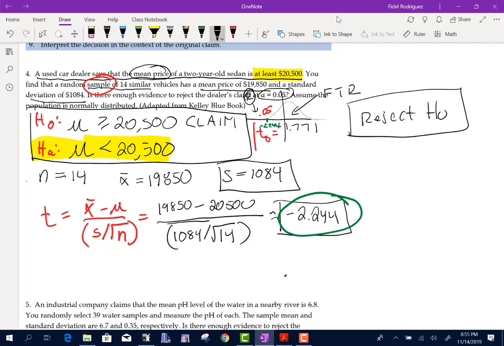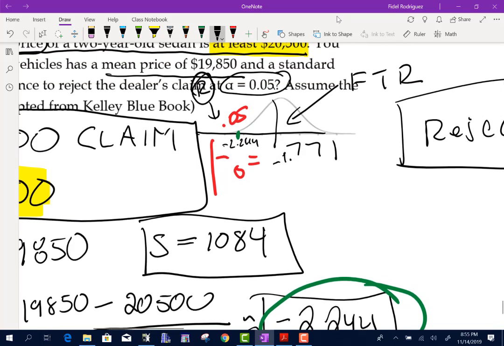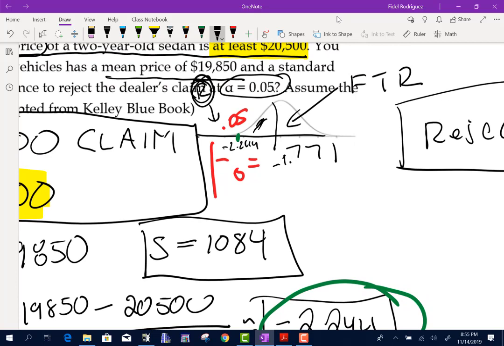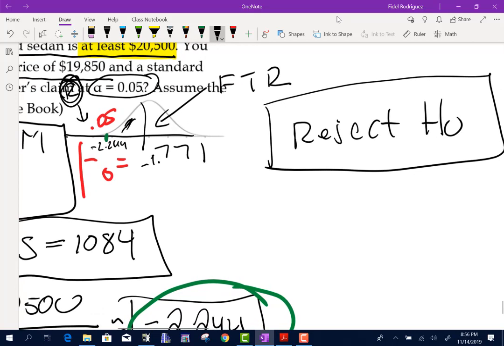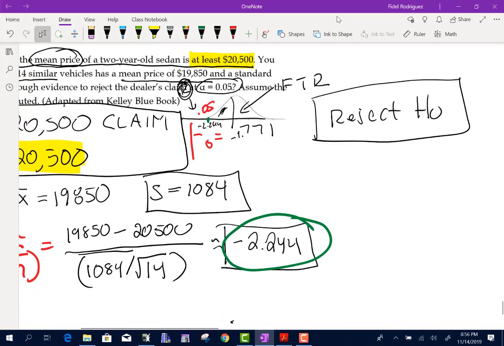All right, now guys, I'm sorry. Yeah, it was a -1.77. But we're still, yeah, I'm sorry. I might have erased it when I did that. Yeah, it's right here. Yeah, no, that was my bad. That's right. -1.77, we came up with a -2.244. And because we fell in the area to the left of it, which is the rejection area, that's why we said we had to reject the null. Does that make sense?